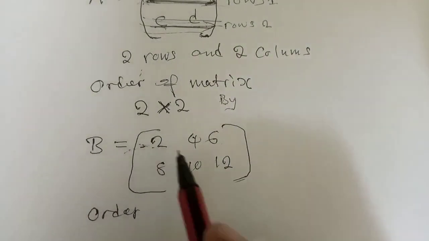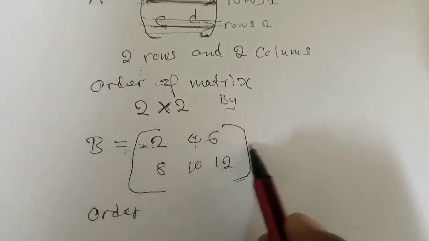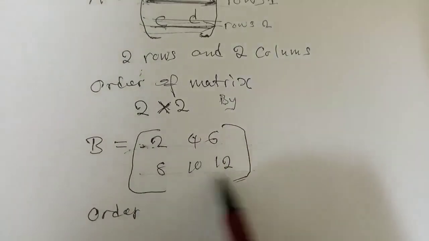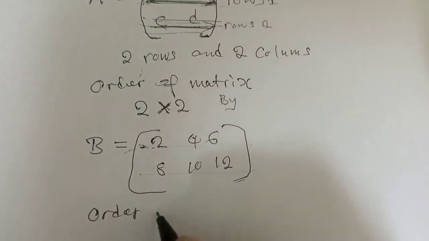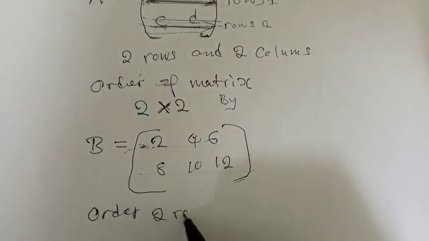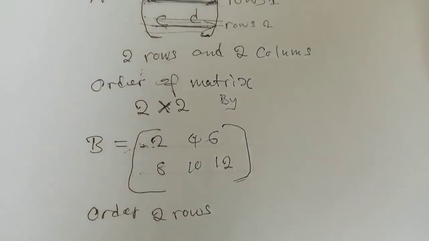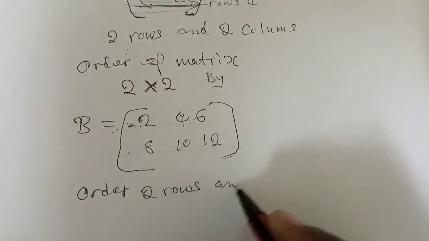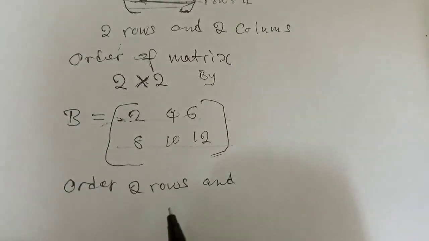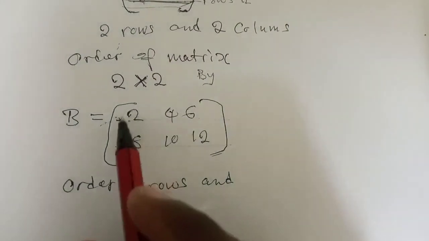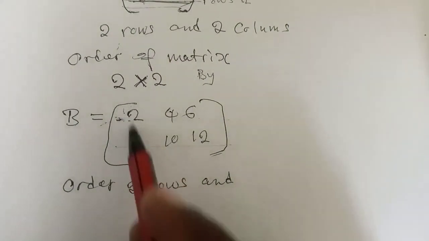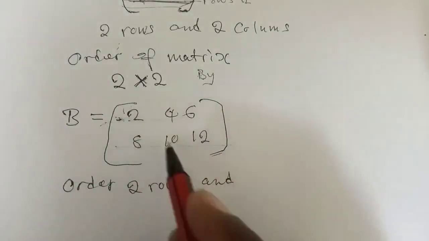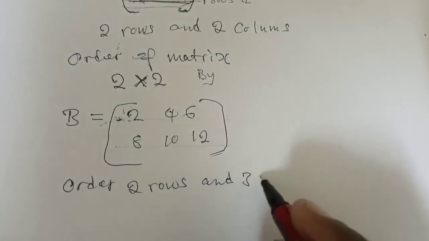So how many rows do we have in here? 1, 2, like that. So we have 2 rows. And how many columns do we have? So the columns are vertical. Count 1, 2, 3. We have 3 columns.